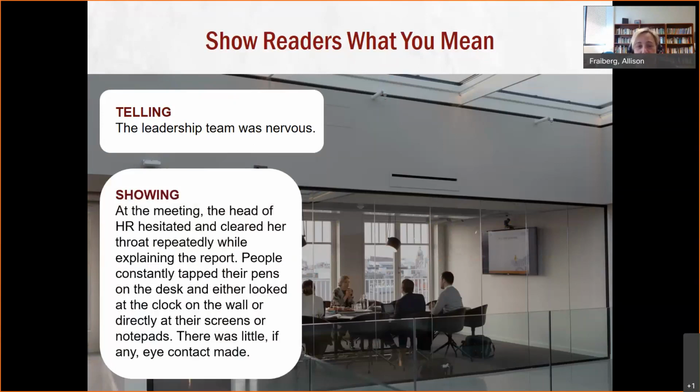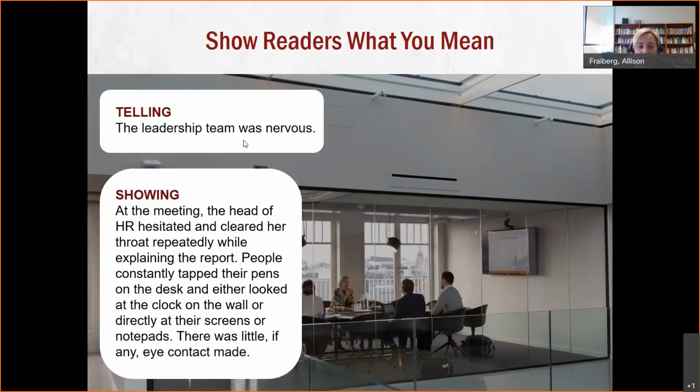So if I was trying to explain what led me to the conclusion that the team was nervous, if you wanted me to experience what you experienced, you might say something like this. At the meeting, the head of HR hesitated and cleared her throat repeatedly while explaining the report. People constantly tapped their pens on the desk and either looked at the clock or directly at their screens and notepads. There was little, if any, eye contact made.